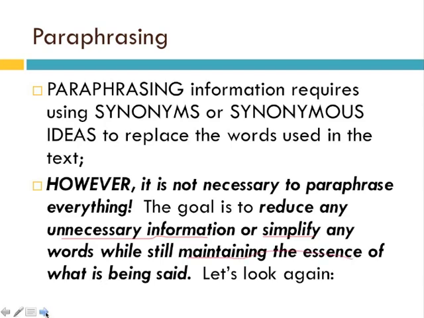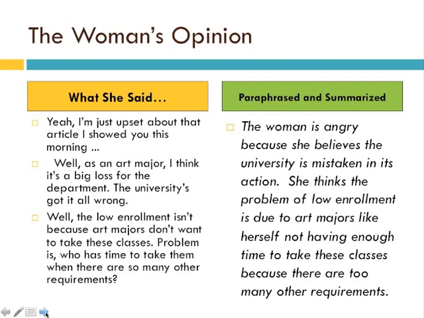So notice once again, I'm going to pull out a couple of examples where I paraphrase a little bit in order to kind of cut back a little on time. So first off, if you'll notice over here, she talks about the fact that the university has got it all wrong, and that's a big loss for the university. And in this case, notice how we take a lot of this information and basically paraphrase it a little bit better by saying that she believes the university is mistaken in its action.